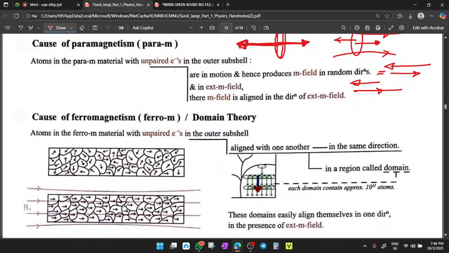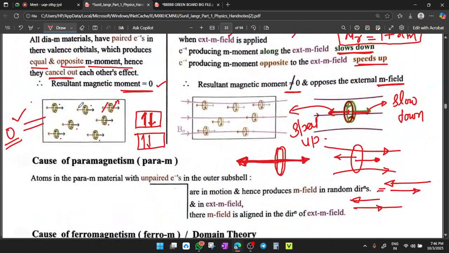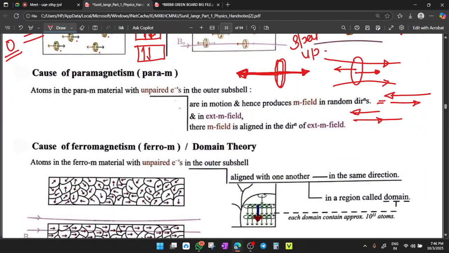Next, cause of paramagnetism. Atoms in paramagnetism have unpaired electrons, whereas in diamagnetism there are paired electrons. In paramagnetism, the unpaired electrons in the outer subshell are in motion, hence produce magnetic moments in random directions. So when no field is applied, the magnetic moment is produced in random directions. And in an external magnetic field, the magnetic moments align to the direction of the external magnetic field.